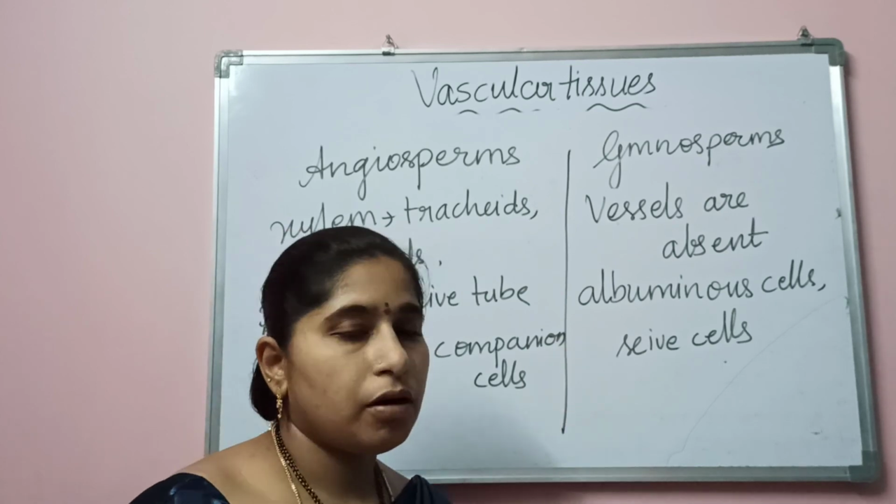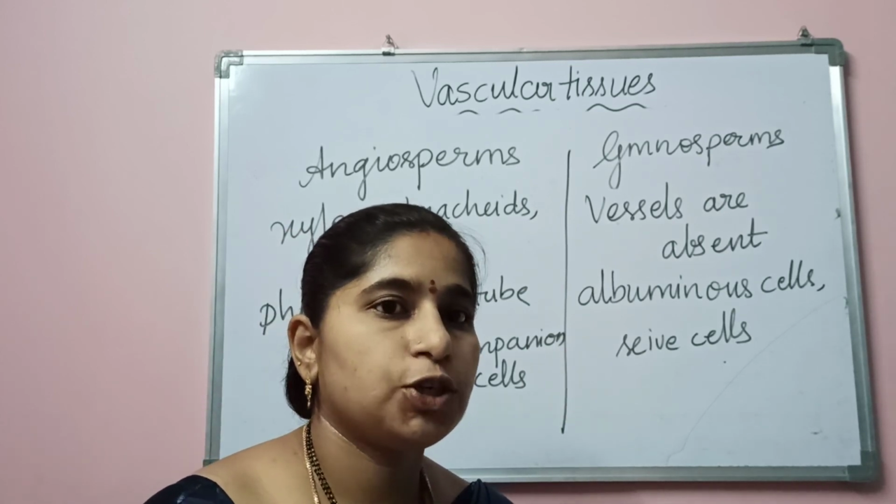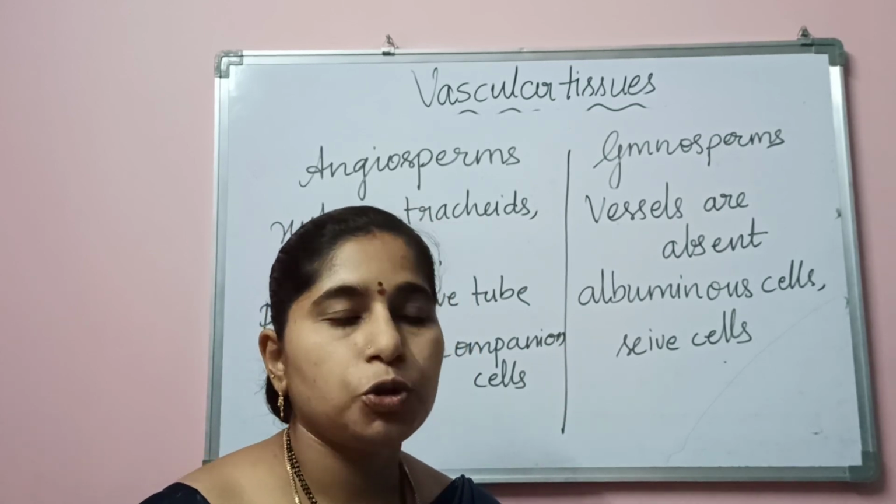So these are the important vascular tissues which help in the conduction of food materials and water throughout the plant body.